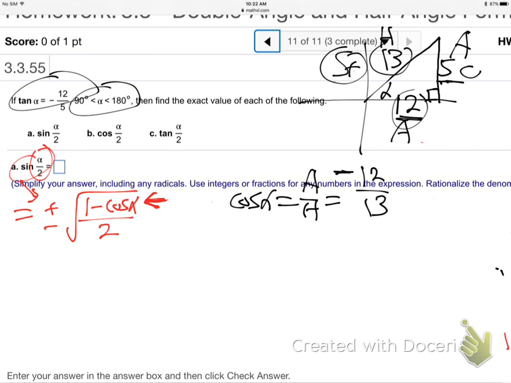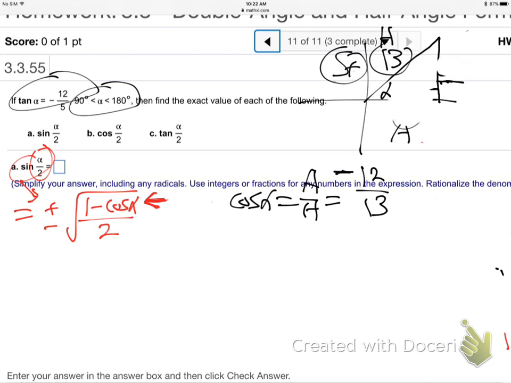12/13. Is that what we got a minute ago? I don't even remember now. It was 12/13, right? What cosine was 5 over 13. Uh-oh, I got a different answer? Did I get 5/13? Tangent is opposite over adjacent. You did it backwards. You just flipped it. Oh, thanks.